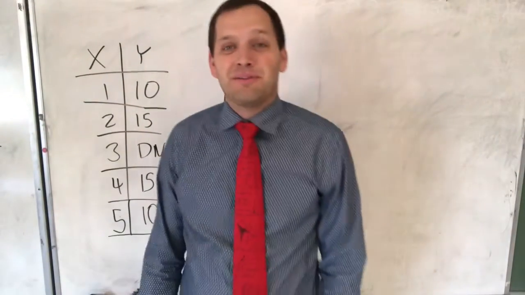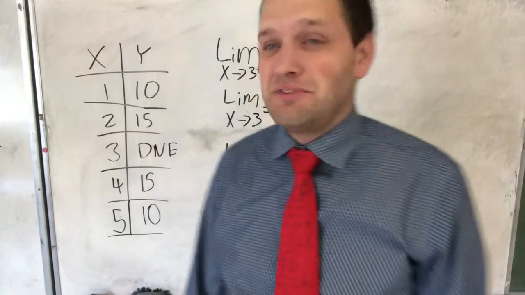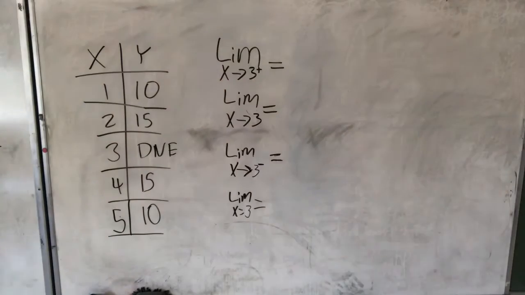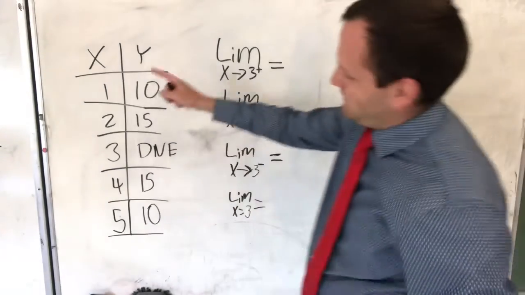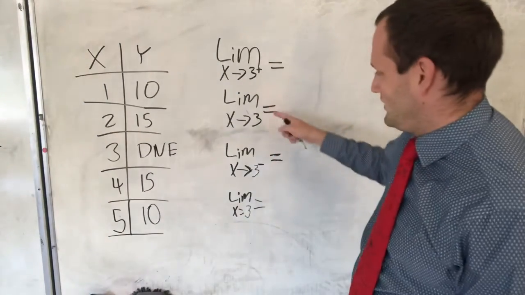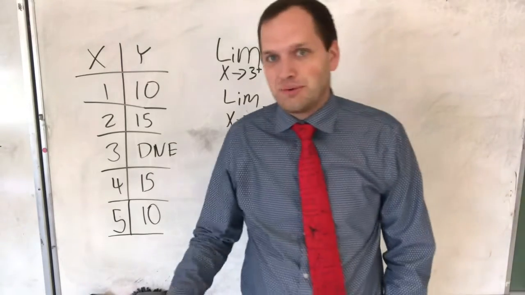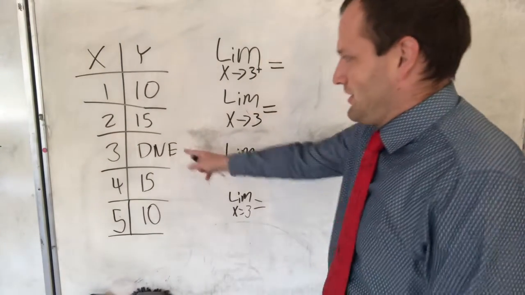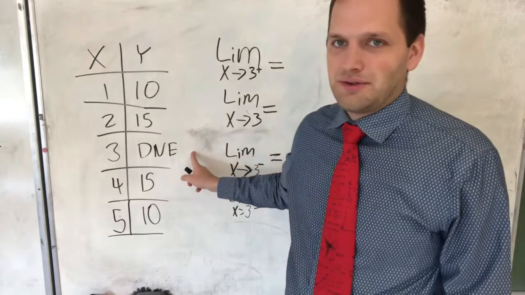Hey guys, let's talk about limits on a table. Okay, limits on a table are a little bit different than limits on a graph. Because you're looking at it, you've got your x values and your y values. We want to know what is the limit as you get close to 3, or equal 3. But it doesn't actually tell us where we're going.